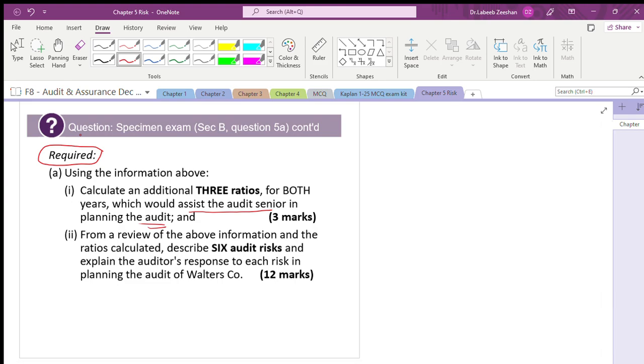Next, 3 marks. For a review of the above information and the ratios calculated, what are the 6 audit risks? And what is the audit response? What is the audit risk and what is the audit response? Got my point? 3 ratios, 3 marks. And 6 audit risks, 12 marks: 6 marks for identifying the audit risk, and 6 marks for planning the audit response.